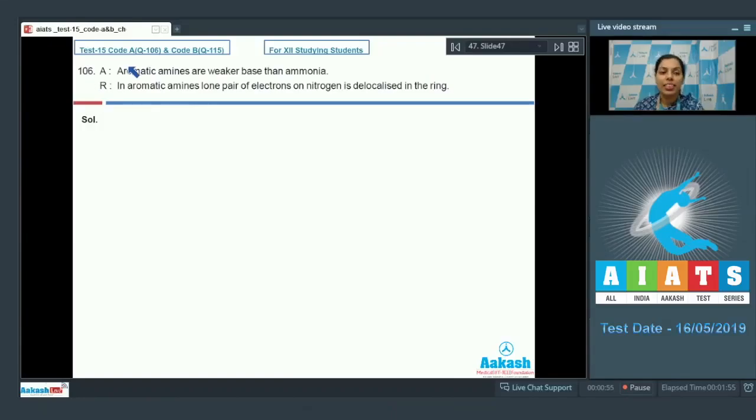Question number 106. Assertion: aromatic amines are weaker bases than ammonia. First of all, I'll draw the structure of an aromatic amine. Aniline I've drawn here. It has a lone pair, and this lone pair can be donated. But we're just going to compare it with ammonia. And the statement says aromatic amines are weaker bases than ammonia.